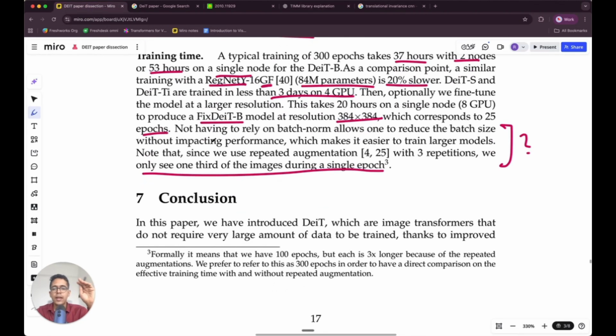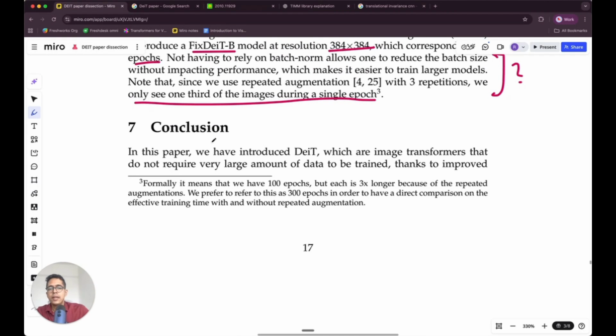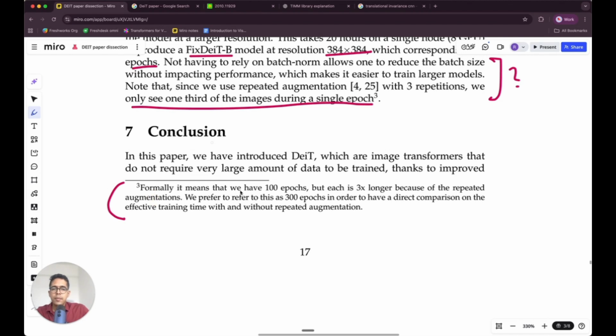In any case, we are at the end of the paper. Conclusion: in this paper, we have introduced DEIT, which are image transformers that do not require a very large amount of data to be trained. Here actually they are providing a footnote. Formally, it means we have 100 epochs, but each is 3x longer because of the repeated augmentation. We prefer to refer to this as 300 epochs in order to have a direct comparison on the effective training time with and without repeated augmentation. So if they have 100 epochs, essentially it's like having 300 epochs, because each data point is going through 3 augmentations.